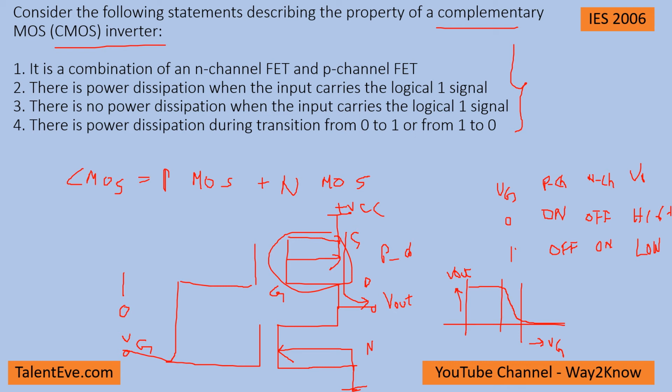So now this is the basic introduction of this CMOS inverter. If you take the first point, it is a combination of N channel FET and P channel FET. Yes. And there is power dissipation when the input carries the logic 1 signal. That means when the input is 1, yeah, definitely there is a power dissipation because it goes to the load, and there is no power dissipation when the input carries logic 1 signal. No, these two are basically in reverse of each other. And the fourth point is there is power dissipation during the transition from 0 to 1 and 1 to 0.